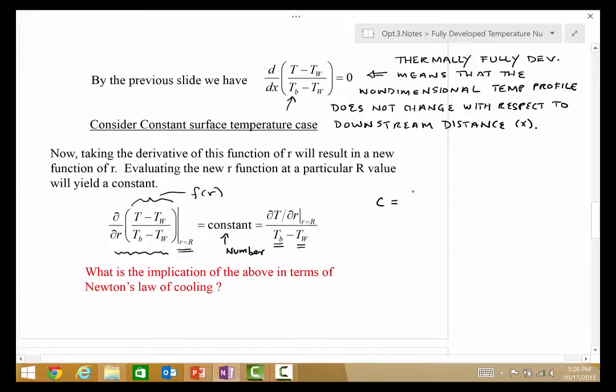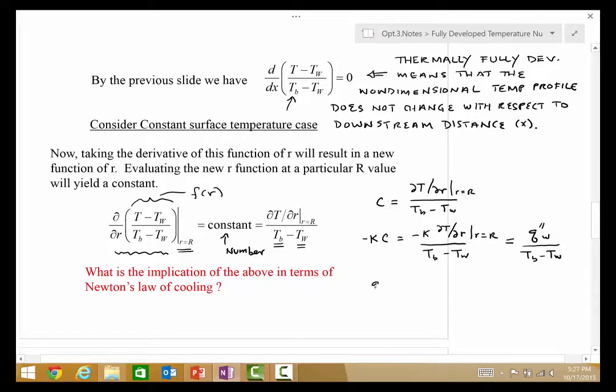So C is equal to dT/dr at r equal to R divided by TB minus TW. What happens if we multiply this by minus k, the thermal conductivity? We get minus k dT/dr at r equal to R over TB minus TW. I want you to notice that this is just the definition of q wall. So the numerator is q wall, and the denominator here is TB minus TW.